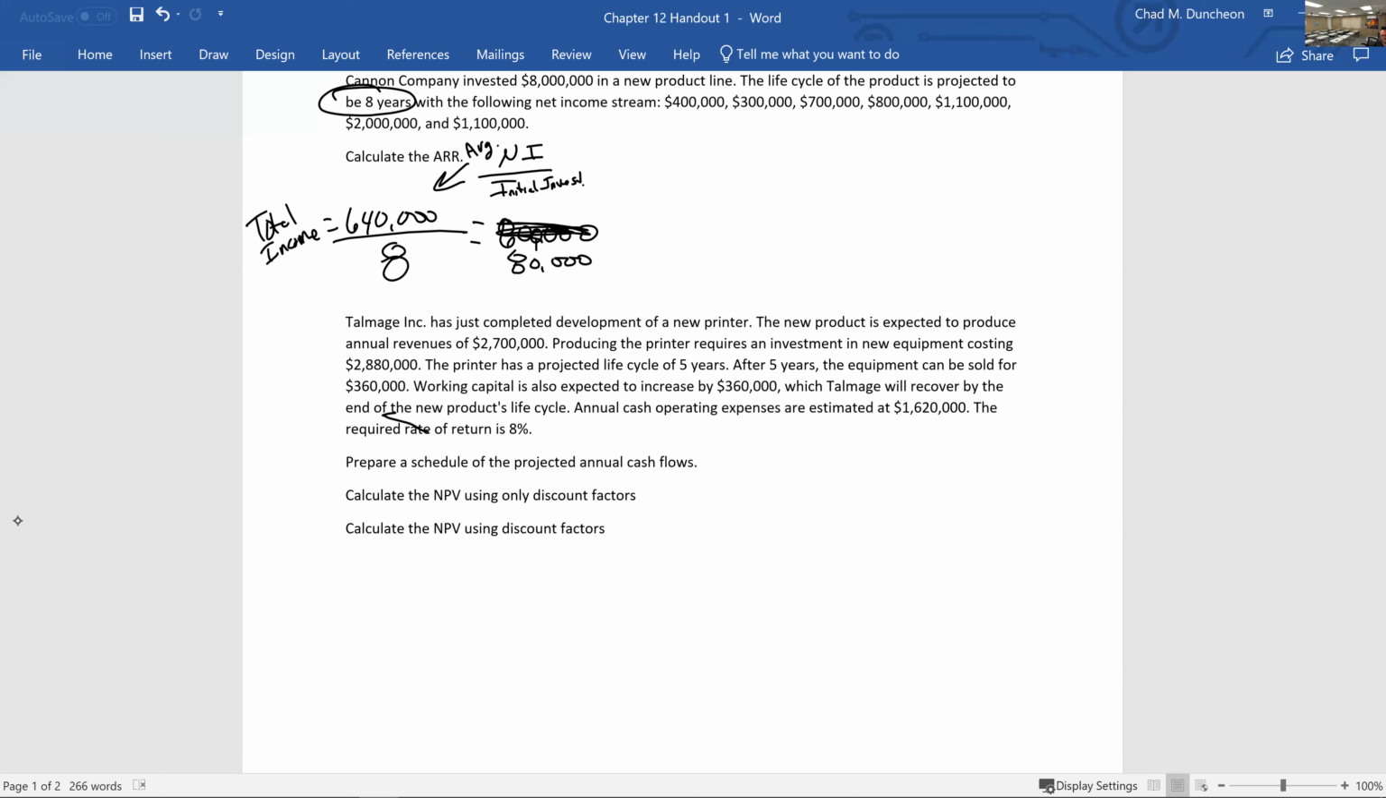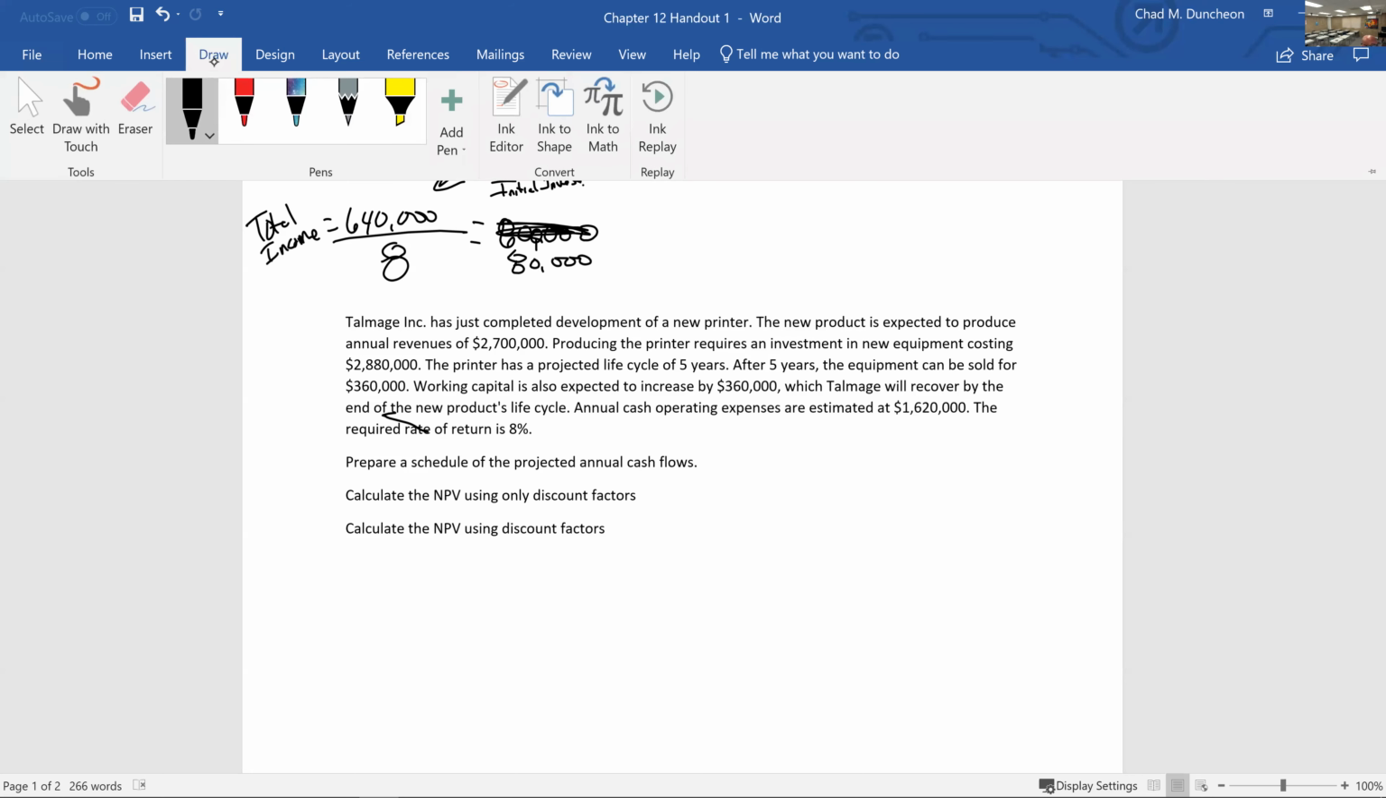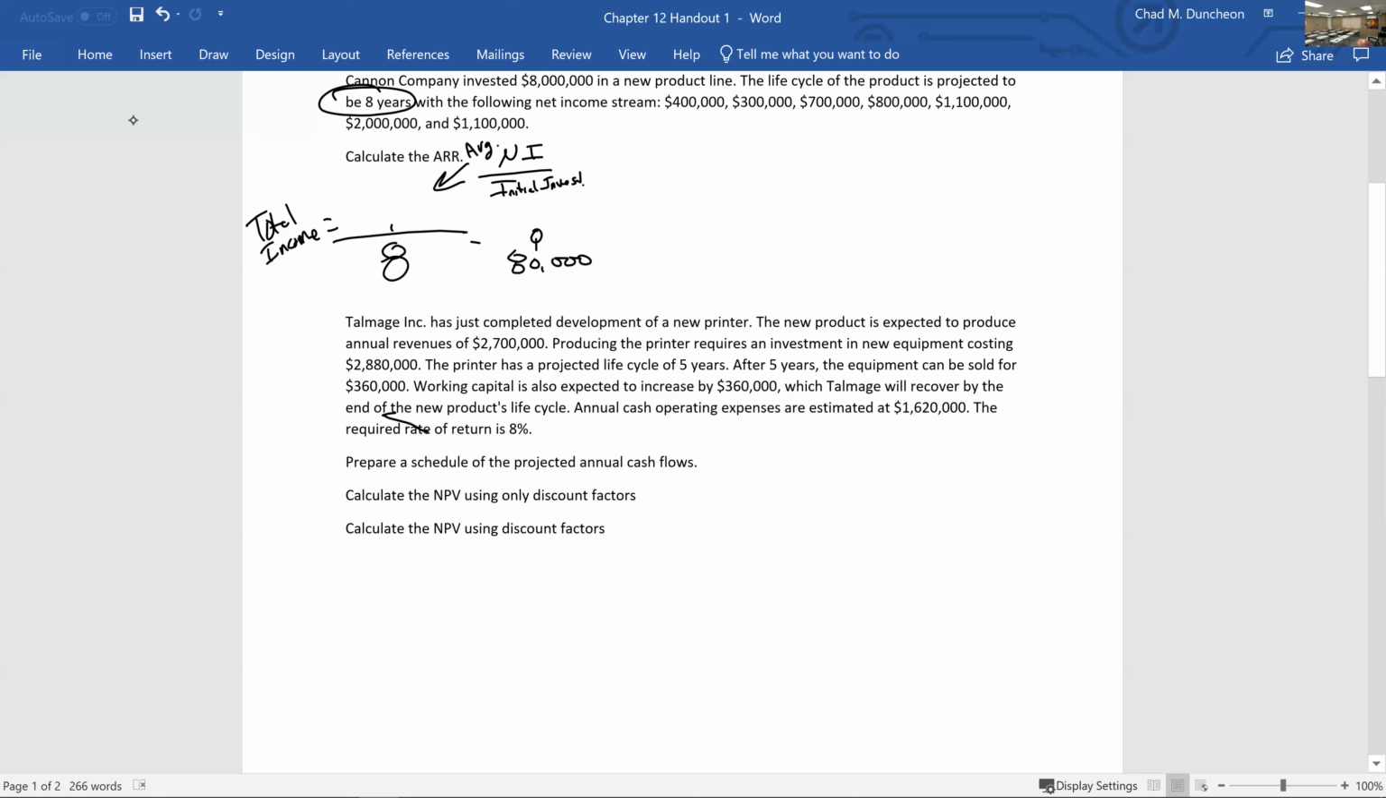I see what I'm doing wrong here. Let's just erase this. Something wasn't looking right to me, and I figured out what it was. I miswrote something from my page, okay?